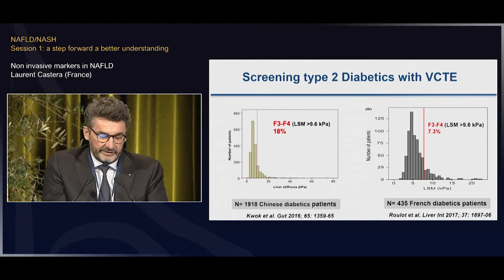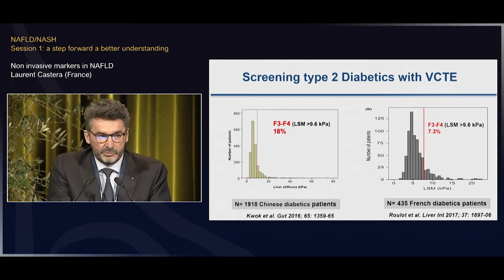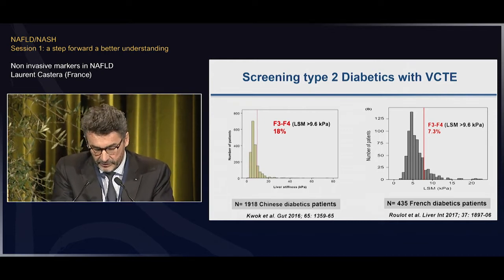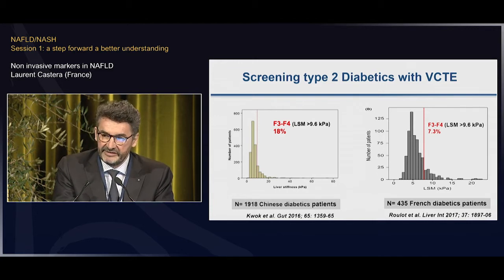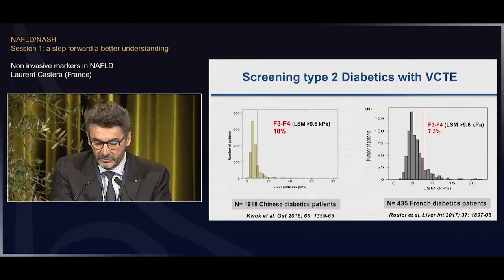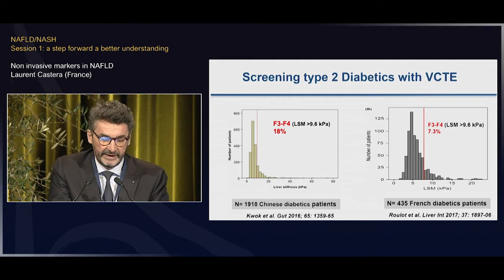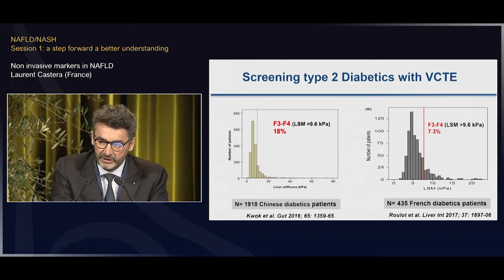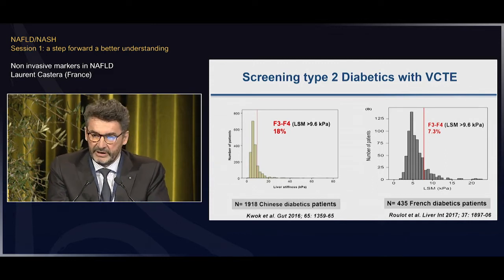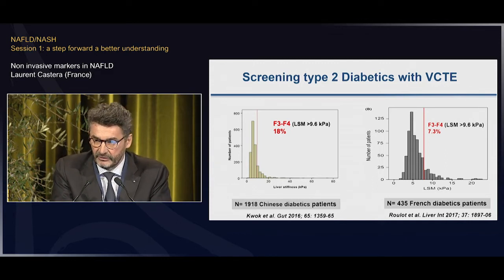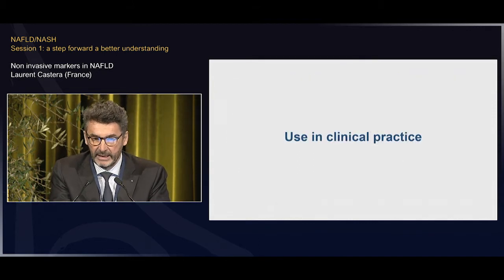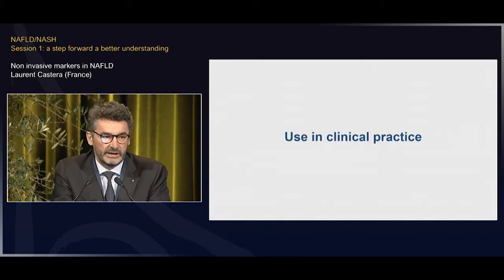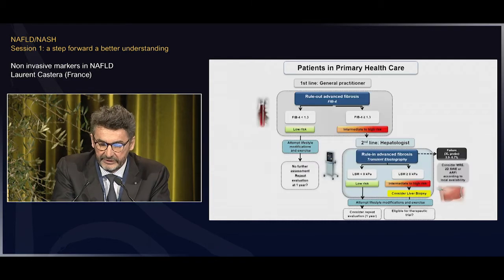There were 2 studies. The first study was performed by the group of Henry Chan a few years ago, and they screened systematically in the diabetology clinic 2,000 Chinese diabetic patients, and you can see the prevalence, if you're using a cutoff around 10, was very high, 18%. We have a similar study by Dominique Roulot in France, who is showing results with lower prevalence also of advanced fibrosis. So just before concluding, how can we use this in clinical practice?